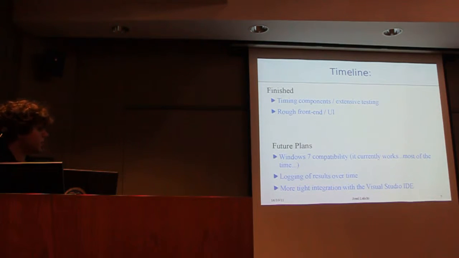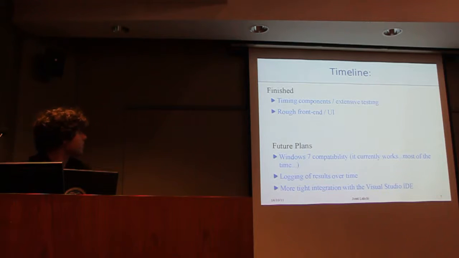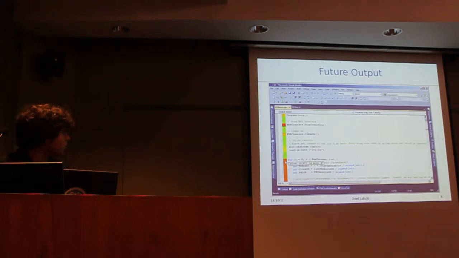And it's going to be more tightly integrated with the Visual Studio IDE. And this is a mock-up of what it's going to look like. This has been tested right now. It's not entirely stable, so it's not in the current build. But this will give you color-coded from green to red of relative speed. So just at a glance, you can see which lines of code are taking the most time to execute.